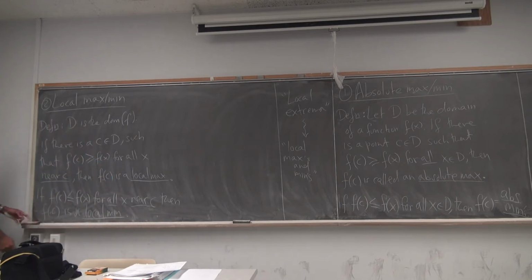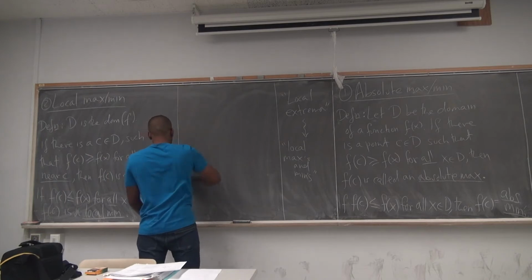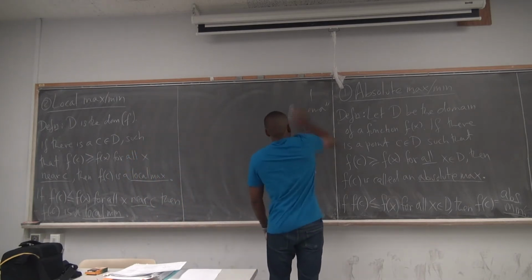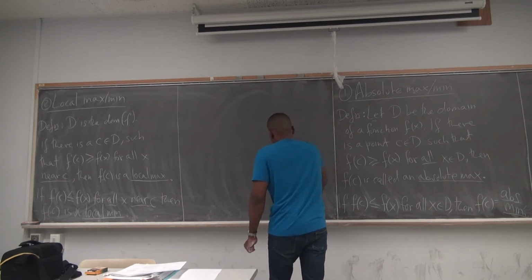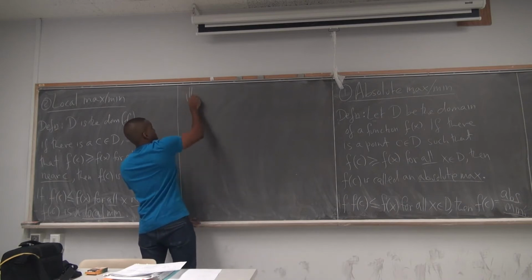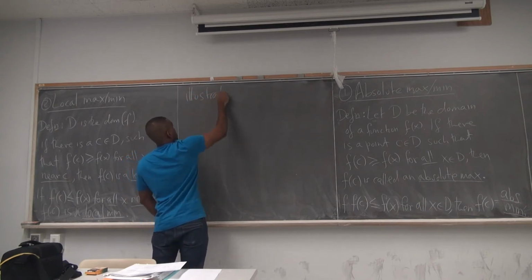And so the important part about local is it's only when you're near the point, meaning in some open interval around the point. So you just kind of zoom in on the point, look a little bit to your right and to your left, and if he's the biggest guy, you call him a local max. If he's the smallest guy in that small region, then you call him a local min. They don't have to exist, but they can. So let me give you some illustrations of what these guys are, and then I'll tell you how to calculate them, how to find them.